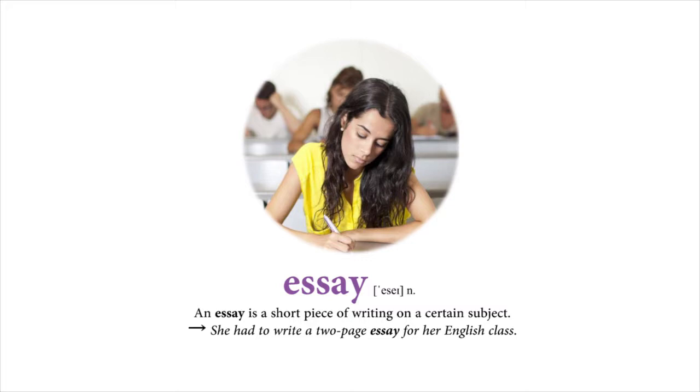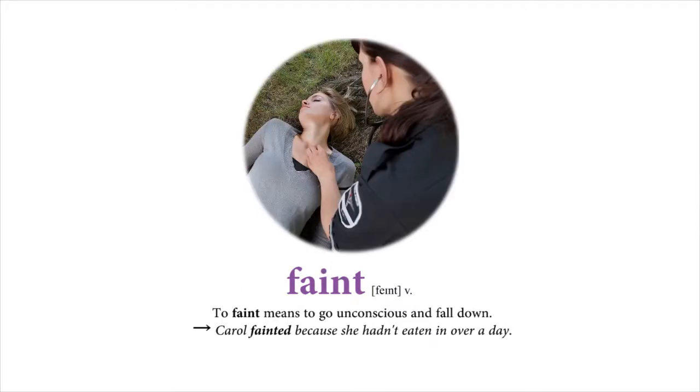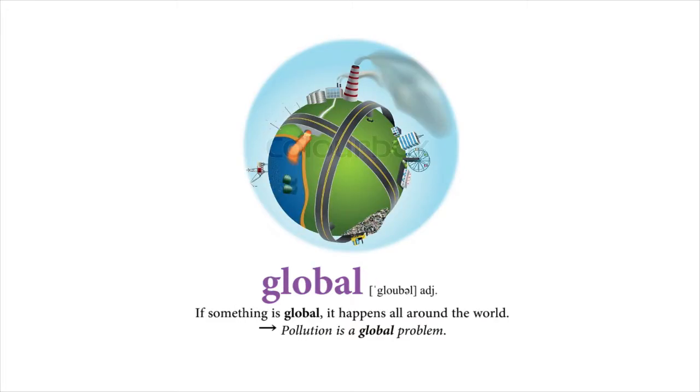Essay. An essay is a short piece of writing on a certain subject. She had to write a 2-page essay for her English class. Evaluate. To evaluate something means to study it so a decision can be made. Joe and Ken evaluated the plan and agreed that it would work. Faint. To faint means to go unconscious and fall down. Carol fainted because she hadn't eaten in over a day. Global. If something is global, it happens all around the world. Pollution is a global problem.